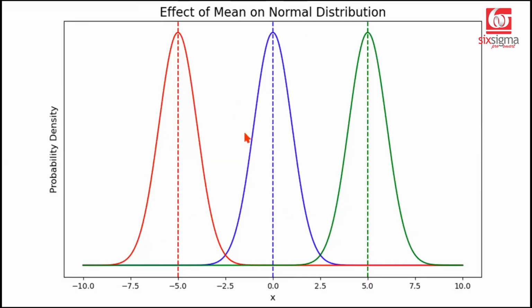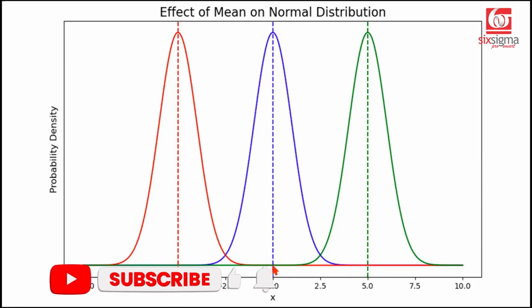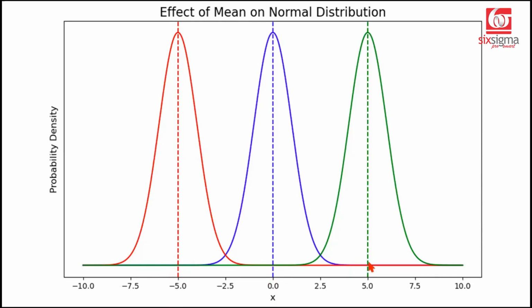So let's say you had this blue colored normal distribution representation, and it had a mean of 0. If you change the mean to -5, the normal distribution would not be altered in its shape, but it'll be shifted to the left. Similarly, if you change the mean to +5, the normal distribution again doesn't get altered in its shape, but it shifts to the right. So mean is responsible for the position of your normal distribution.